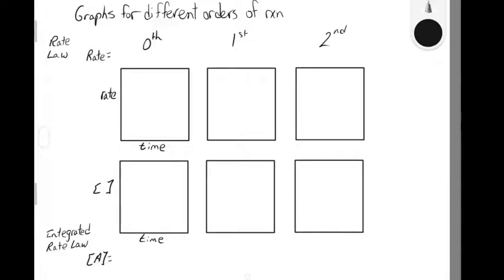It can be helpful to see graphical representations of the rate law and integrated rate law solutions for different orders of reaction. We'll start with the rate laws first, and we'll see three graphs representing the zeroth, first, and second order reactions. If we look at the rate law for these different reactions, we can see that rate equals k for the zeroth order, k times concentration for the first order, and k times the concentration squared for the second order.